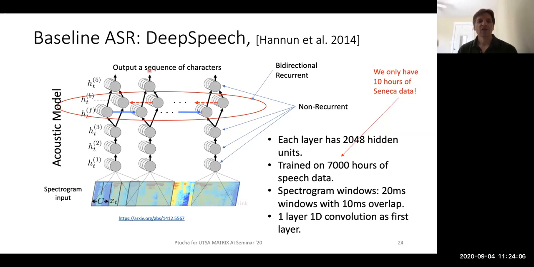Anyway, this particular network was trained on 7,000 hours for English, and it works pretty good. Okay, so that's why it's famous, because it works so well. What do we have in Seneca? We only have 10 hours of data. Oh my God! So how are we going to train all these weights with so little data?